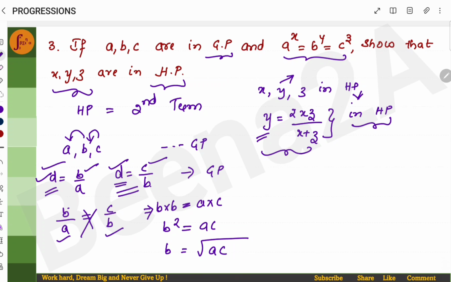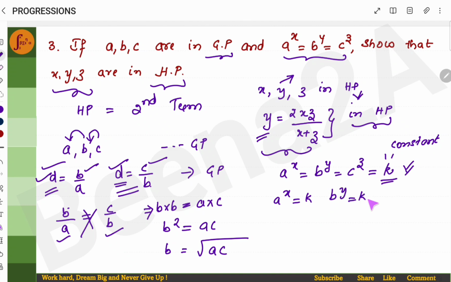We have this particular expression also. A to the power x is equal to B to the power y is equal to C to the power z. Now let's assume that this is equal to some constant k, basically some number. So we'll generalize and put that number as k, which means a^x is equal to k, b^y is equal to k, c^z is equal to k.